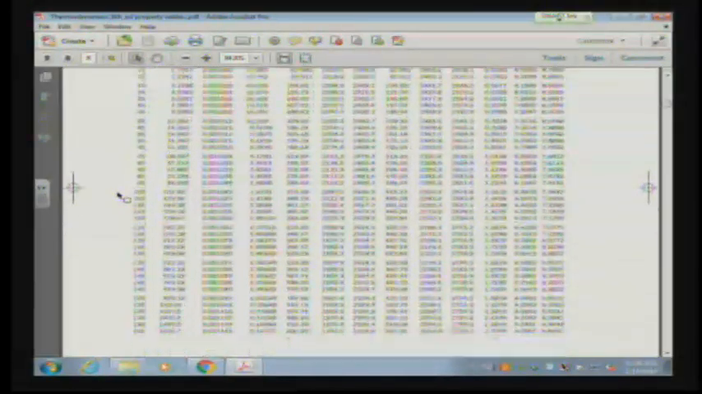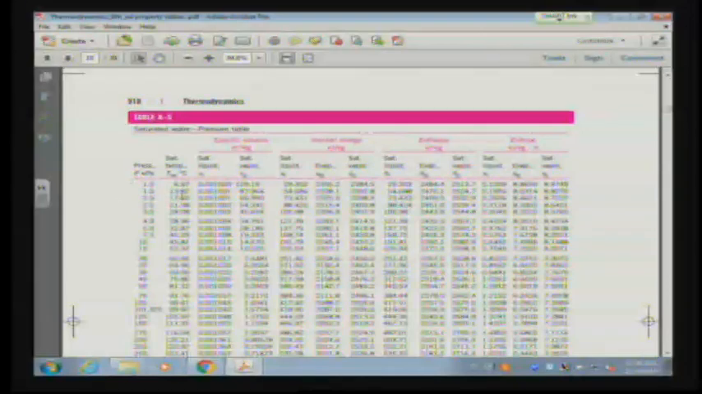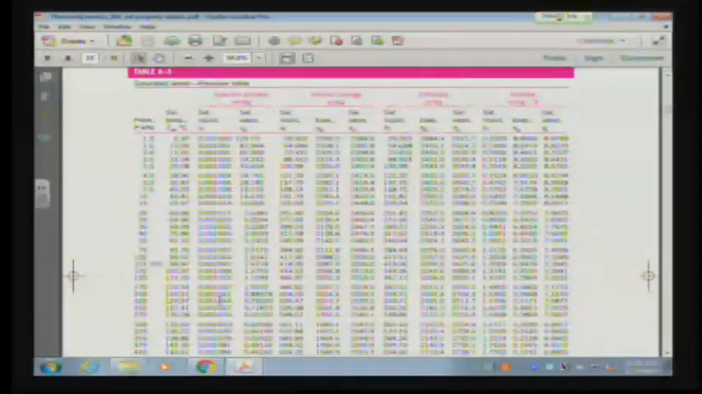Now, let's continue. I just want to show you some more tabular data here. If we find a temperature table that is instead organized by pressure, look at the values of V sub F. They're all the same to the fourth decimal place, to the ten-thousandths place. So there's almost no change in that value.